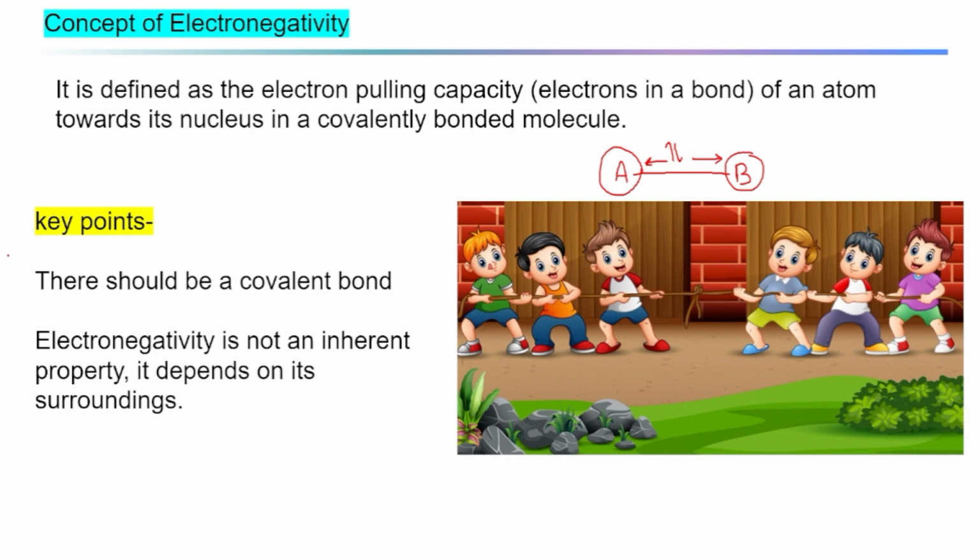Now key points: there should be a covalent bond to define the electronegativity of any atom, and electronegativity is not an inherent property, so it depends on its surroundings. So if you change atom B to atom C or atom D or any other atom, the electronegativity of all the atoms will change.